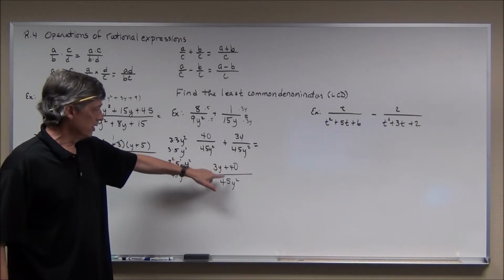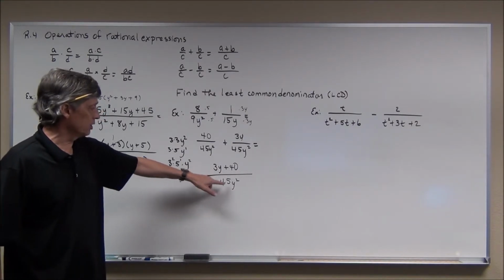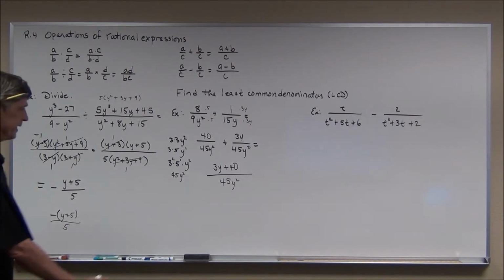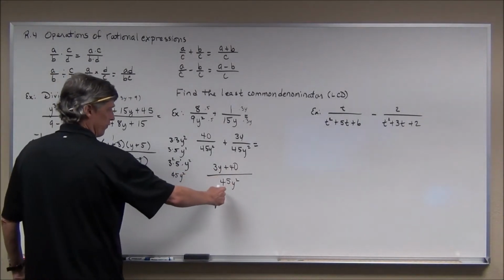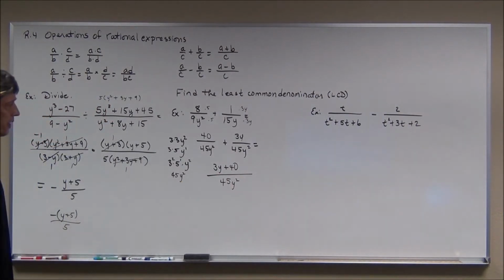This is a completely different factor than what I have anything in the bottom here. You can't cancel the 3 with the 45. Don't even look at it that way. You can't cancel a 5 with the 40 and the 45. Remember, the 3y is a term, the 40 is a term. You can only cancel factors.